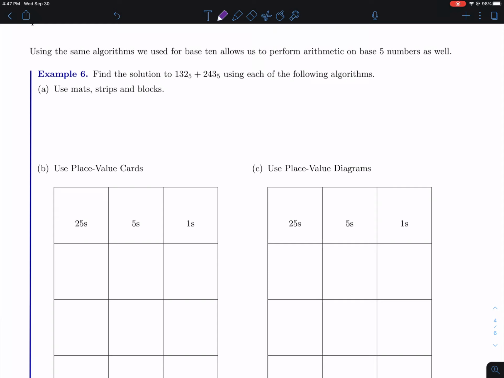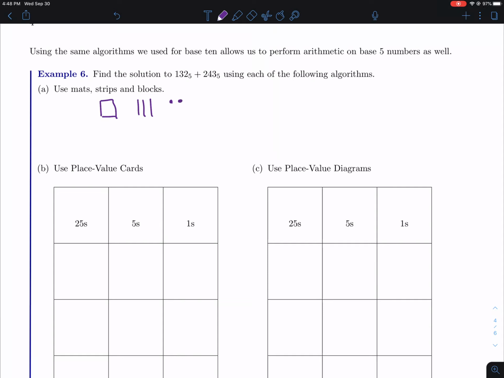So what we want to do is first rewrite 132 and 243 from base 5 into mats and strips. In this case, I've got 1 in the 25s position, so that's going to be a mat. I've got 3 in the 5s position, so that's 3 strips. And then I've got 2 in the 1s position, so that's 2 dots.